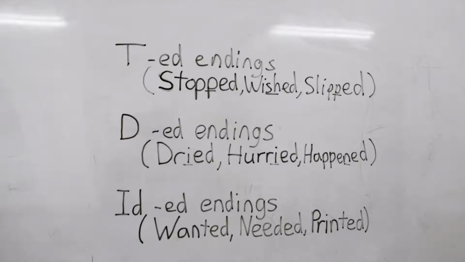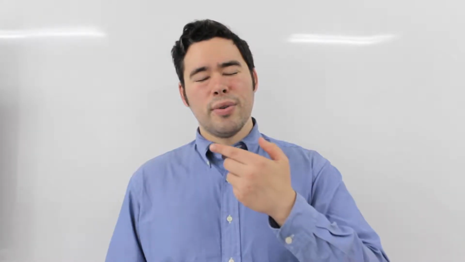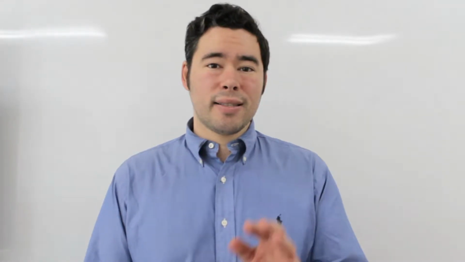Wanted, needed, printed. If you want to know how to pronounce the T and the D sounds, that's the subject for another video. I will include that video as a link at the end of this video. But basically, for the T sound, your tongue is touching the top of your mouth, and then when you're doing the D sound, you're doing the same thing, but turning on the vocal cords. D, D, all right? So id, that's the other syllable.